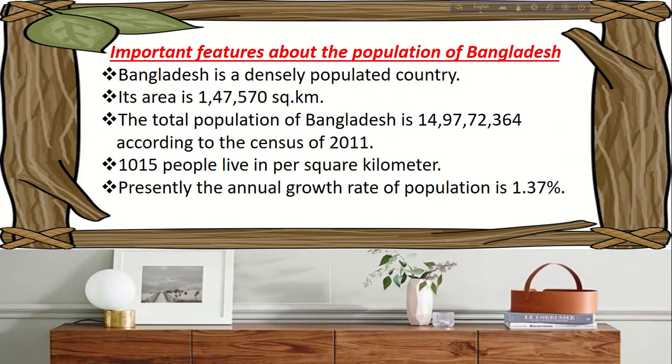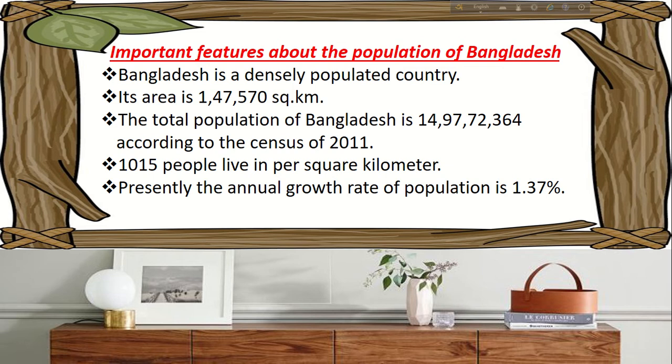Some important features about the population of Bangladesh. We know Bangladesh is one of the most densely populated countries in the world, situated in South Asia, and the country is heading to become a middle income nation. Why is Bangladesh densely populated? As Bangladesh is situated in the low part of the Indo-Gangetic belt, one of the main reasons for high population is that it is a very fertile region.